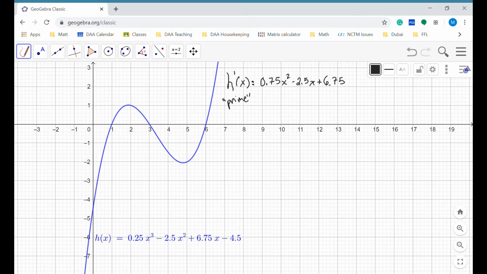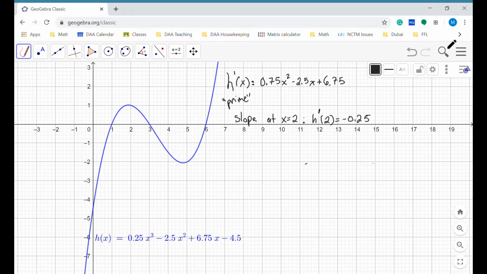So what we have here is the equation for all the slopes of the function. For example, if I wanted to know the slope at x equals 2, I could just do h prime of 2. I can plug 2 into the derivative equation that I just found, and using my calculator, I would get negative 0.25.